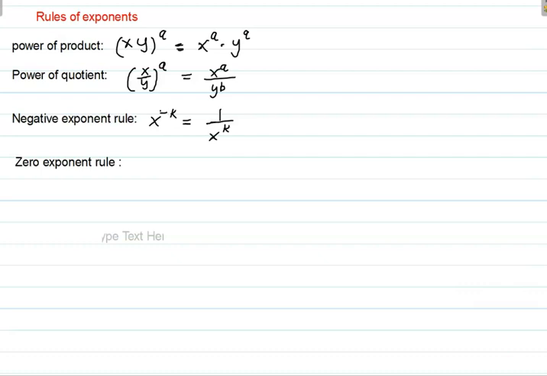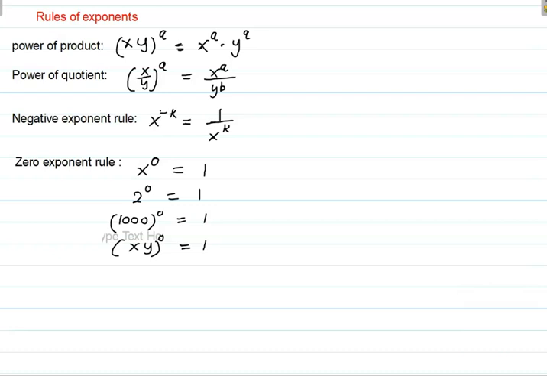Next one, and a very important rule, is the zero exponent rule, which means anything raised to power 0 is always 1. Anything means anything, whether it is a very small number, like 2 raised to 0, it's 1, whether it is a very huge number, say 1000 raised to 0, this is also 1, or whether it is any variable, (xy) raised to 0, that is also equal to 1.